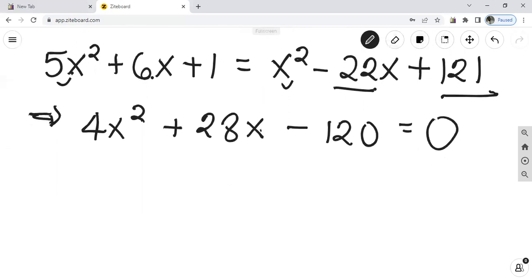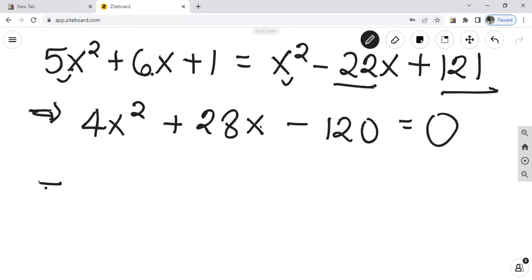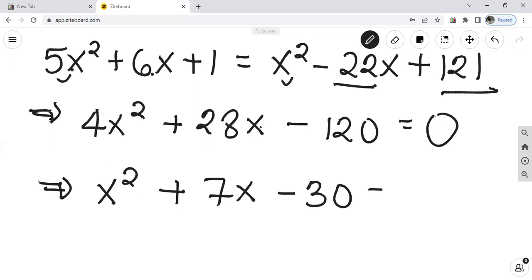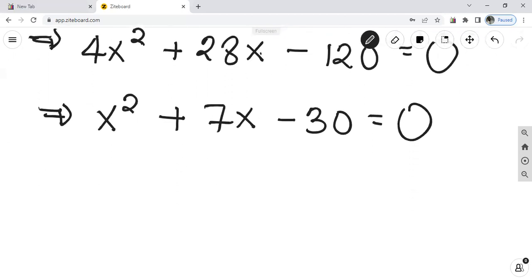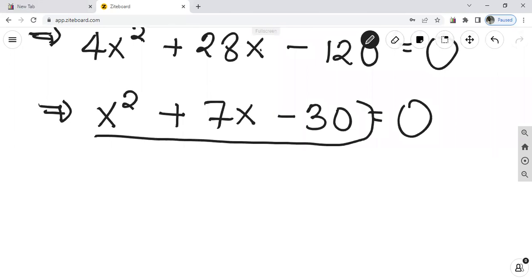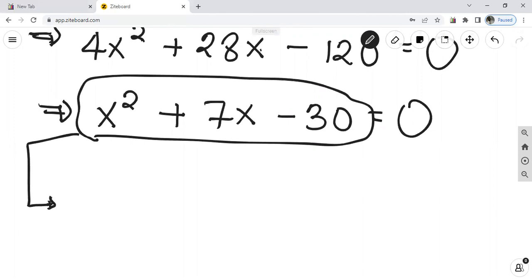You can divide through by 4, not so? If you do so, you have x squared plus 7x minus 30 is equal to 0. That's if you divide through by 4. Okay, and you can simplify this expression, and when you simplify, you can factorize. I mean, you know the factors of 30. What are the factors? 10 and 3.